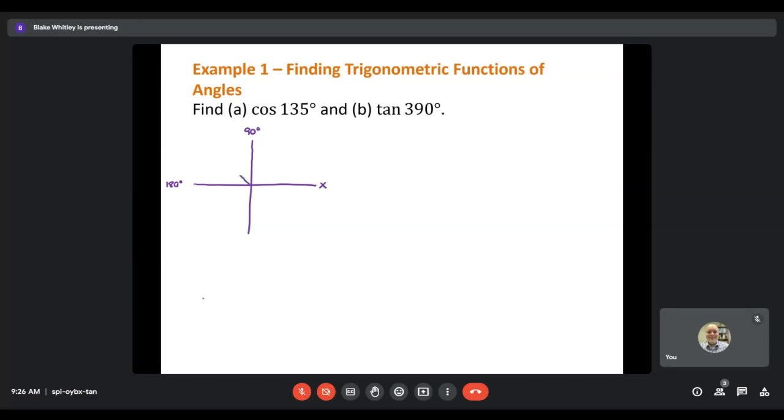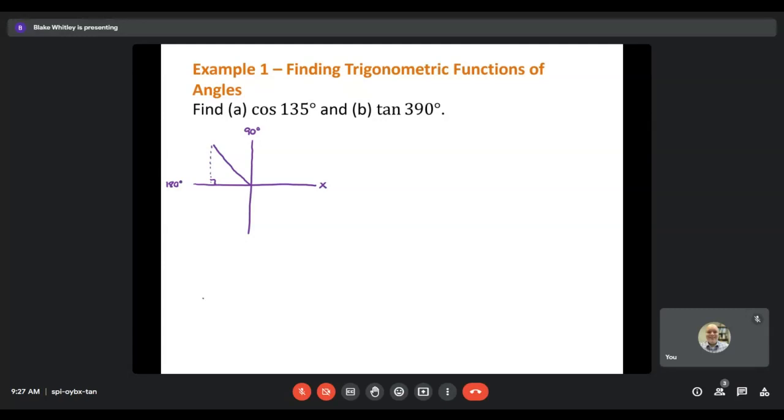Now, in this case, what I actually want to do is draw a new triangle, but I want to put it in the second quadrant, and you're always going to draw your triangle to the x-axis. Okay, so just be very careful here that when we draw our triangle, always draw your right angle back to the x-axis.